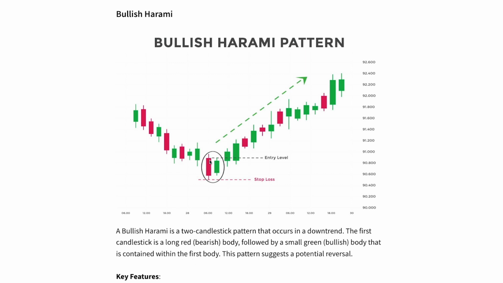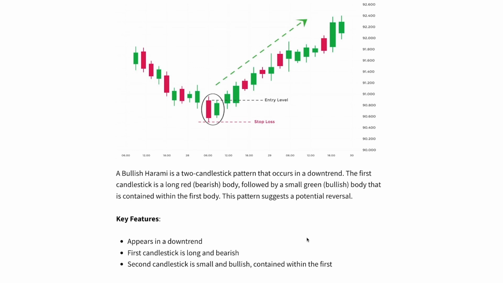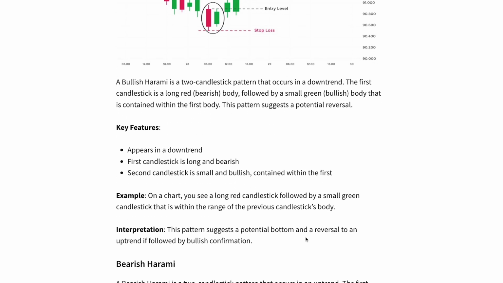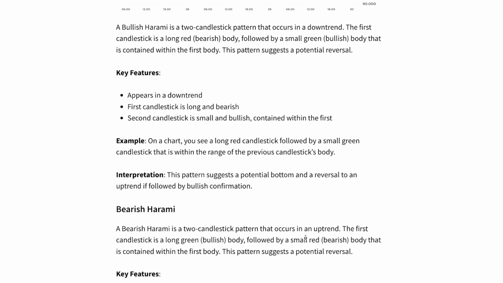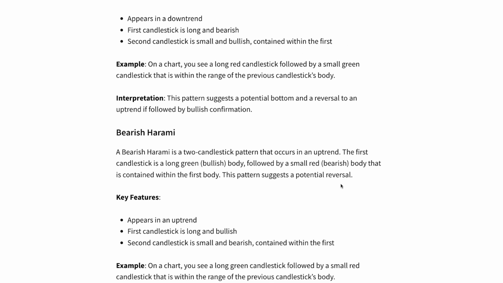So, a bullish engulfing candlestick would mean that this green one would engulf this red one, and that's a sign of a trend. But this particular one, Harami, means that this green candlestick is found within the previous day's or the previous time frame's bearish candlestick, and it indicates a potential reversal. So it appears in a downtrend. First candlestick is long and bearish. Second candlestick is small and bullish, contained within the first one. So that is the Harami.